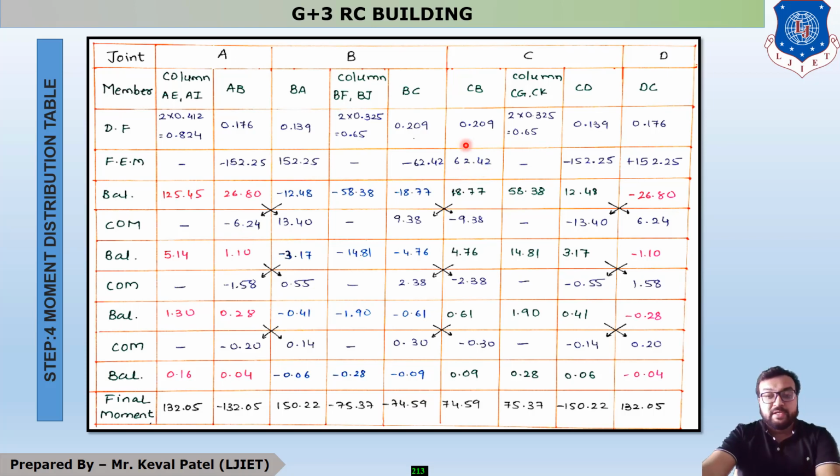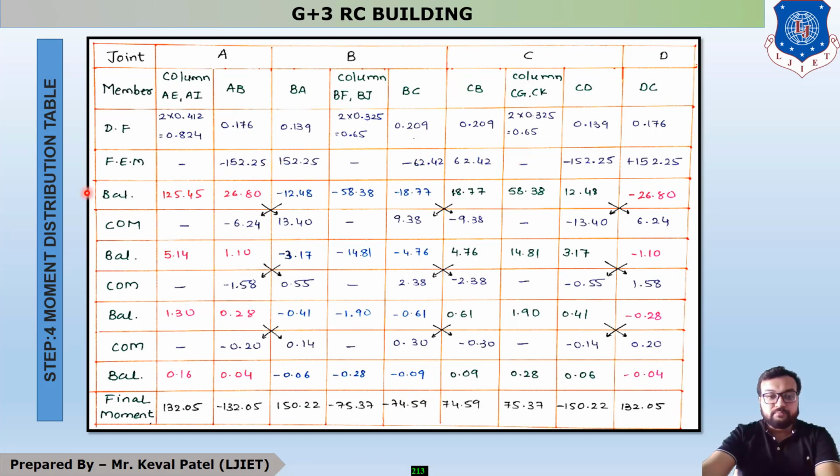Now you can see that this value is the mirror image from here: minus 62.42, then plus 152.25, then minus 152.25. Now what is this dash value? It means there is no fixed moment on any column. So you write it as dash, or is it equal to 0?